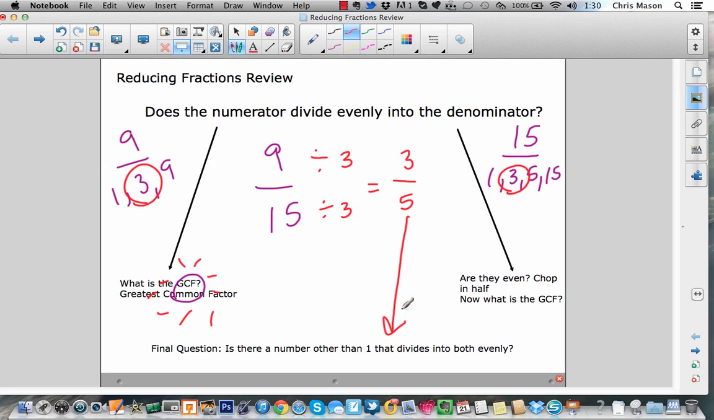We ask ourselves this question, is there a number other than 1 that divides into both evenly? The answer is no, and so we are in lowest terms. That is reducing fractions.